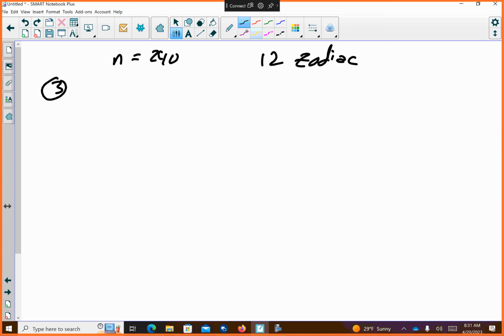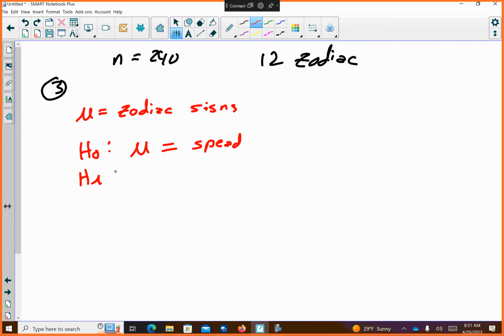State the null and the alternative. We'll call mu the zodiac signs. My null hypothesis would be mu is equal spread. The alternative, mu is not equal spread.